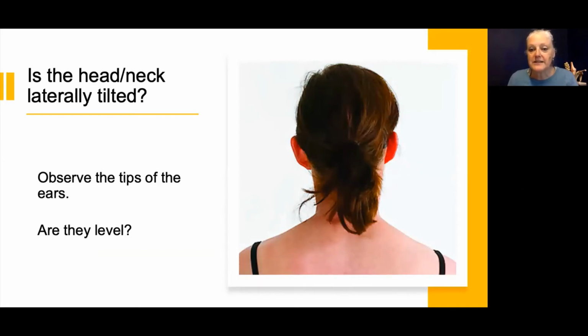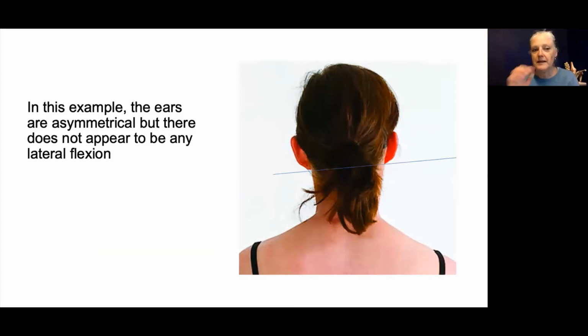And one way to do this is to look at the tips of the ears and ask yourself, are they level? So if you look at this lady, do you think the tips of her ears, her earlobes, are level? Is the left ear level with the right ear? If I show you this arrow, this line, you can see that they're not symmetrical, they're asymmetrical. But you have to be careful about this, because you can have one ear that's larger than the other, and you can have one ear positioned lower on your head than the other.